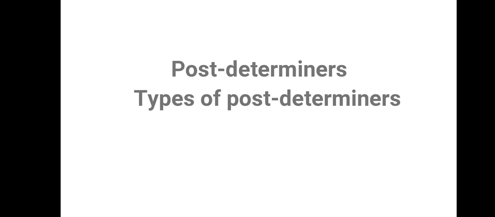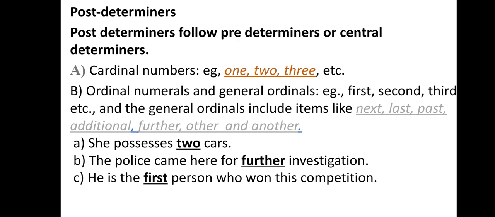Today I am going to explain what post determiners are and its types. Post determiners are a part of determiners that are placed before a noun to indicate which person or thing we are talking about. Now see, post determiners follow predeterminers or central determiners. It means if the post determiner, the predeterminer, or the central determiner are all present in the sentence, then we place the post determiner in the last or just before the noun.